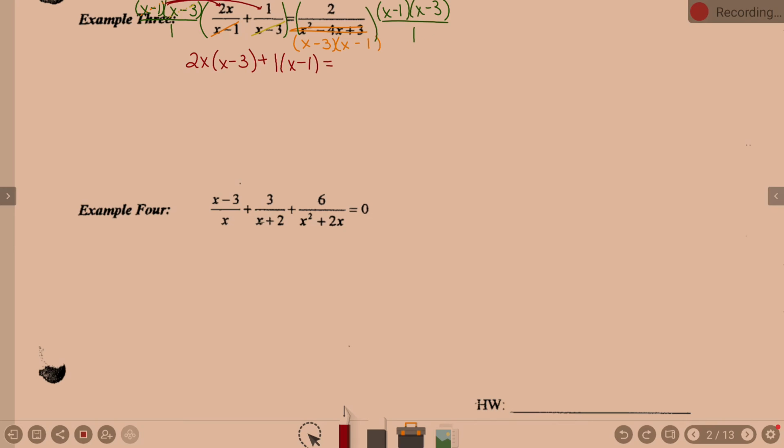Equals. Okay, what happens on the right side? X minus 1 cancels with x minus 1. X minus 3 cancels with x minus 3, and I'm left with 2. Are we back to more basic algebra now? Yep. You see parentheses, you guys know to distribute. 2x squared minus 6x plus x minus 1 equals 2.